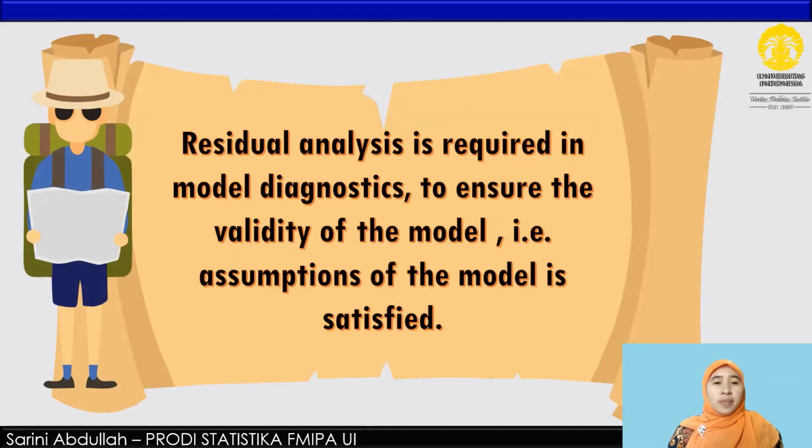So, to sum up, residual analysis is required in model diagnostics to ensure that the validity of the model, that is, the assumptions of the model, is satisfied.